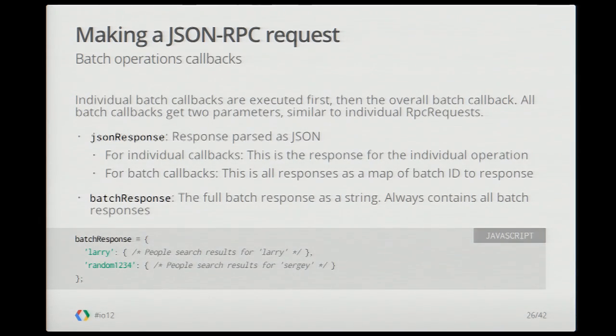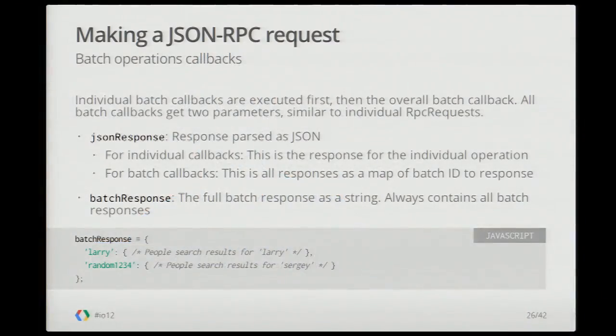So a little bit about these callbacks. As I mentioned, there are callbacks for individual responses. You saw we added one for the Larry request, but not for the Sergey request. And then when we executed the overall batch operation, we sent in another callback method. So how do these get executed when the response returns? Well, individual batch callbacks are all executed first. You're not guaranteed the order, but you will be guaranteed that those will execute first. And then when all those are done, the overall batch callback is executed.